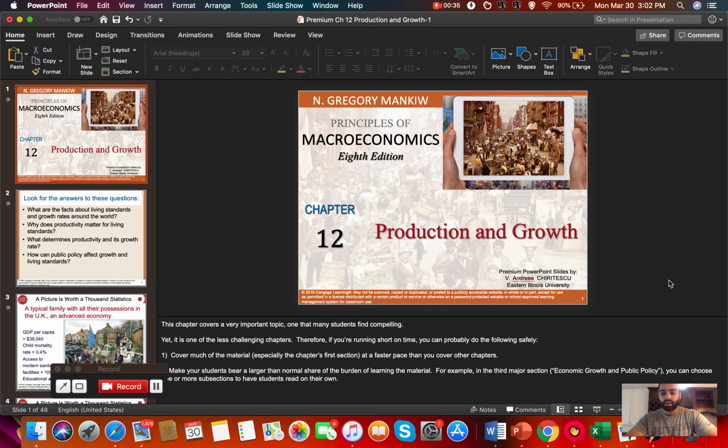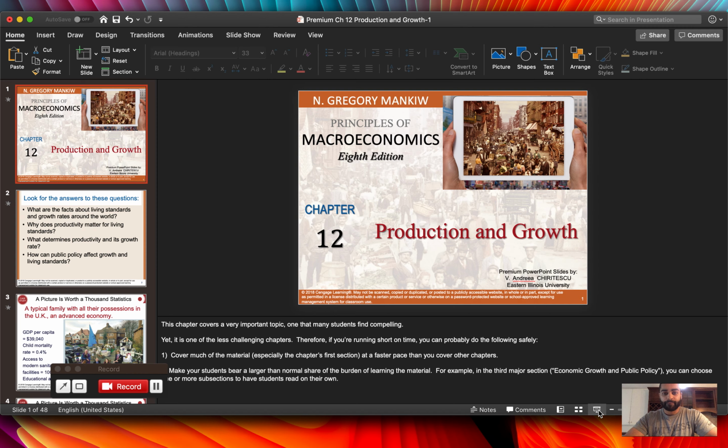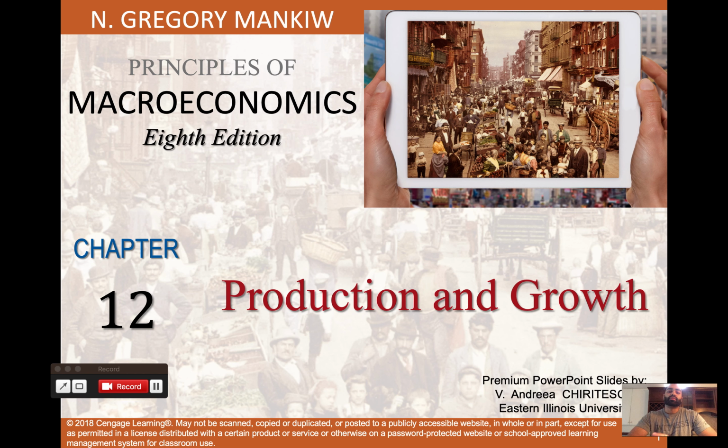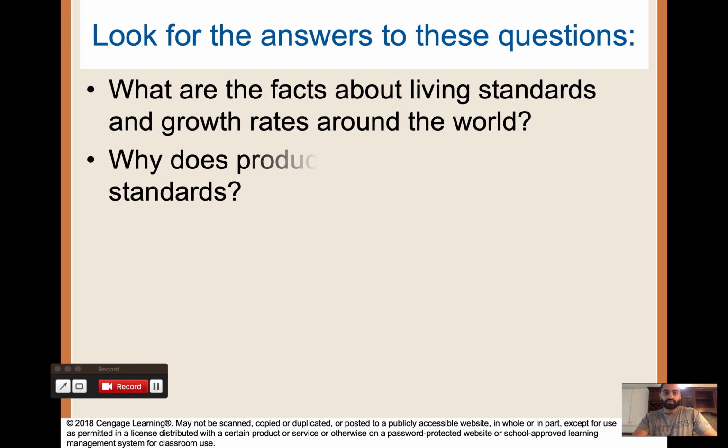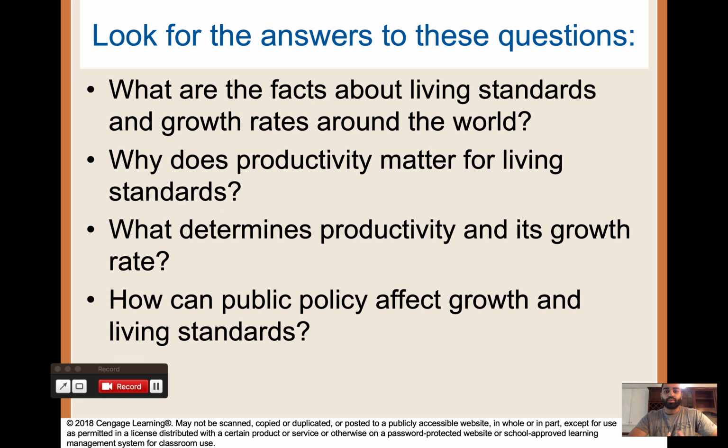So we're going to start off by doing the lecture. Chapter 12 is production and growth. We're looking at why there's a disparity between rich countries and poor countries, developed and lesser developed. What's the difference? Some of the questions you're going to want to answer are, what are the facts about living standards and growth rates around the world?